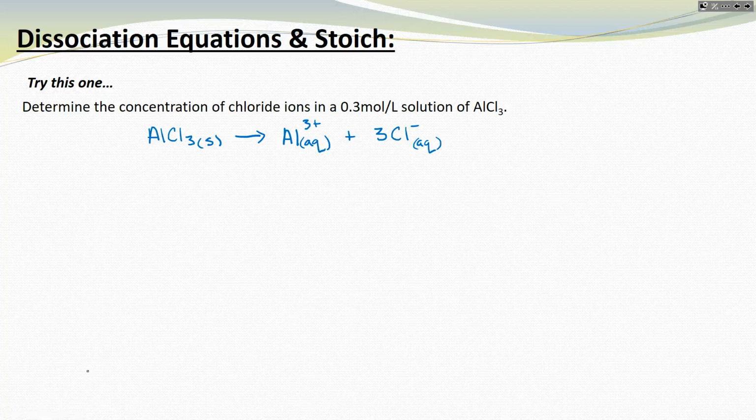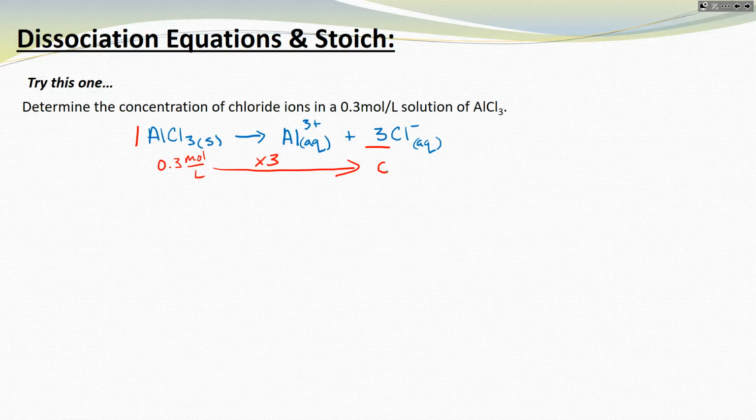So now, if we go back to the question, they gave us 0.3 moles per liter of this. So we want to know the chloride ion concentration. Well, if I have 0.3 moles in a liter of AlCl3, we know that it's a 1-to-3 ratio. So to get from AlCl3 to Cl, I'm just going to have to times by 3. So my moles per liter here would have to be 0.9 moles per liter, because every time one AlCl3 dissociates, I get 3 chloride ions. So the concentration of chlorides is 3 times as much.